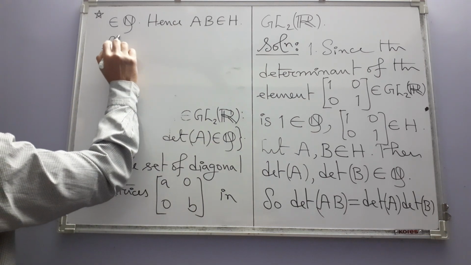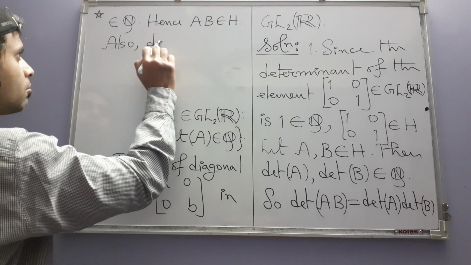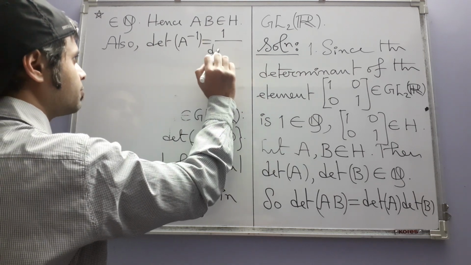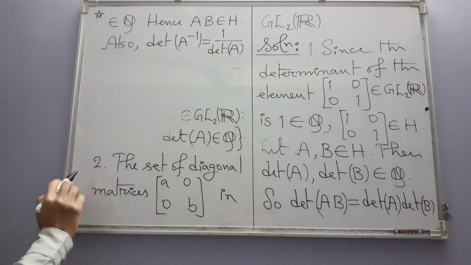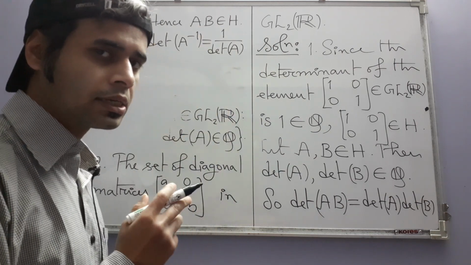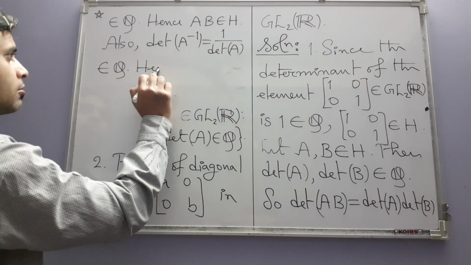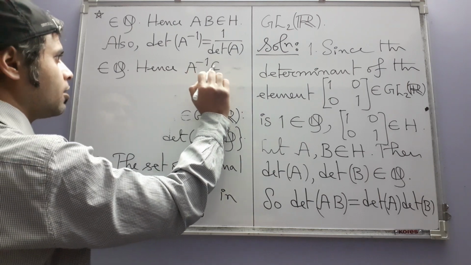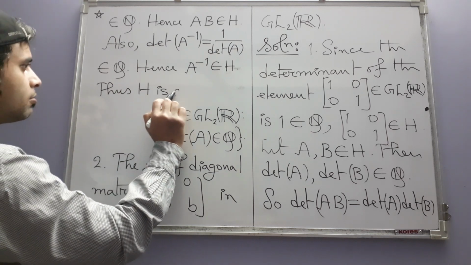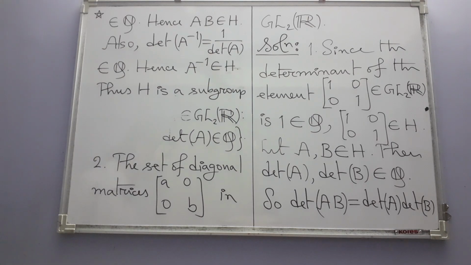Also, what is the determinant of A inverse? This also we know, it is just simply the reciprocal of the determinant of A. And since this is a non-zero rational number, its reciprocal first of all exists, and the second thing is that it is also a non-zero rational number. Hence, A inverse also belongs to H. Thus, H is a subgroup of the general linear group.